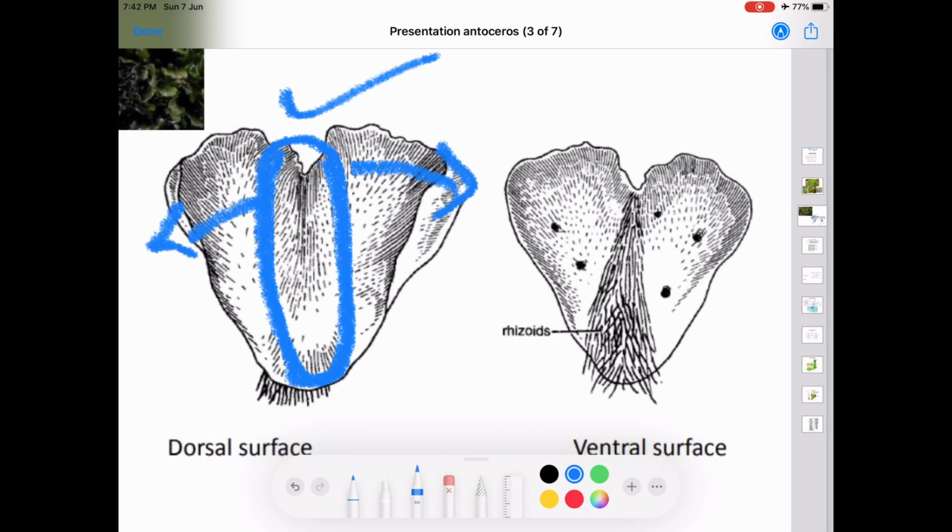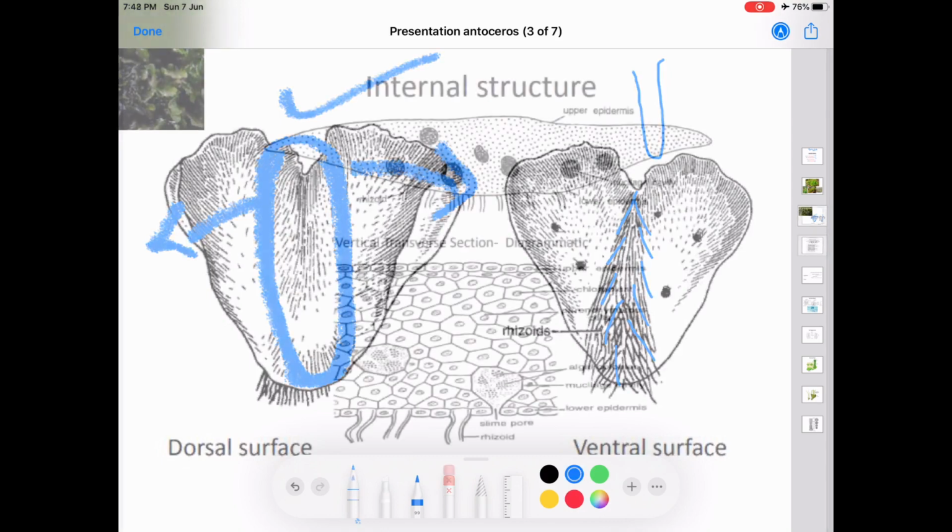Now, coming to the ventral surface of the thallus, the ventral surface carries rhizoids. See, these are the rhizoids. Here, you can see only smooth-walled rhizoids. The tuberculate rhizoids are totally absent. Also, you cannot see scales on the ventral surface of the thallus. That is, the ventral surface carries only smooth-walled rhizoids.